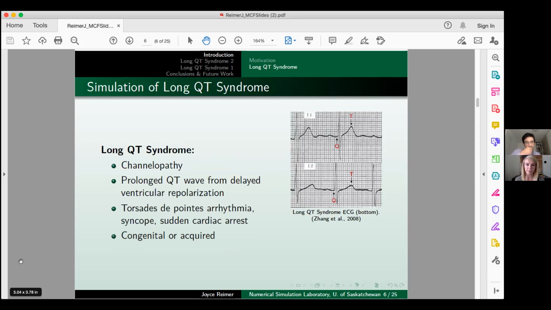To give you an overview of long QT syndrome in general, it's a channelopathy. This means it's a disease of the ion channels on the membranes of cardiac cells. The name comes from the prolonged QT wave on an ECG, which comes from the delay in ventricular repolarization. The symptoms are quite severe: torsade de pointes arrhythmia, syncope, or sudden cardiac arrest. The syndrome may be congenital or acquired. We're mainly focused on the congenital versions because they have genetic expression, which lends itself well to personalized medicine.